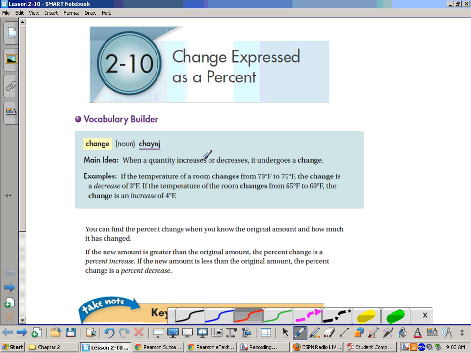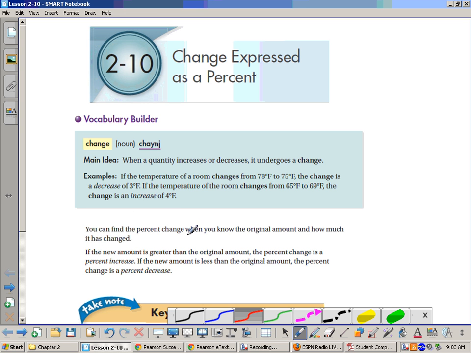When a quantity increases or decreases, it undergoes a change. If the temperature of a room changes from 78 degrees to 75 degrees, that change is considered a decrease of 3. And you just get the amount by subtracting these two. If the temperature of the room changes from 65 to 69 degrees, that would be an increase of 4 degrees. Again, we would just subtract these two to get the amount. But since it went up, we would consider it an increase.